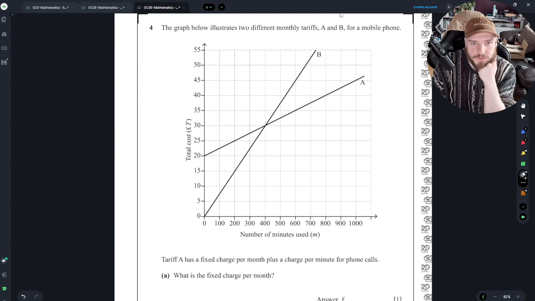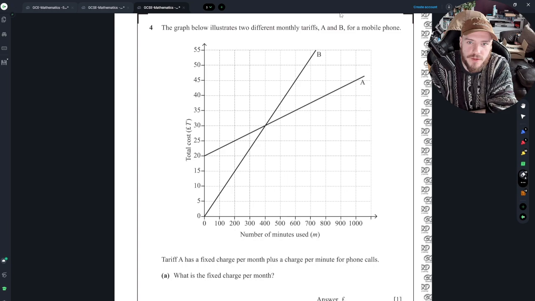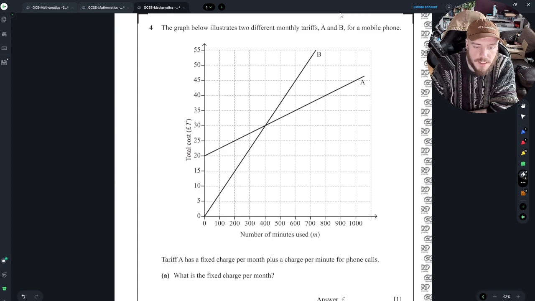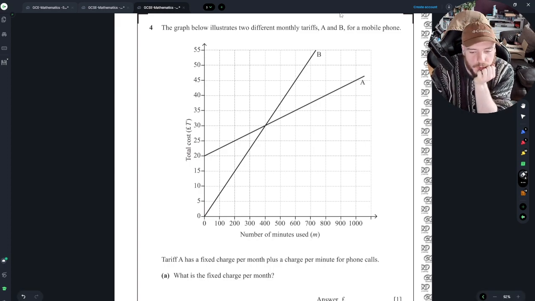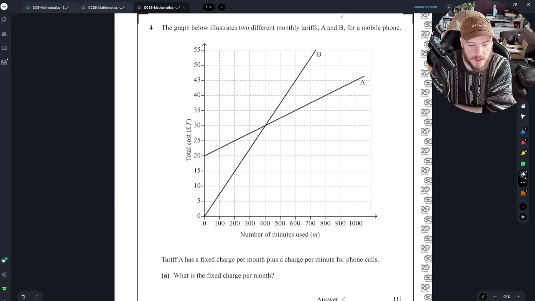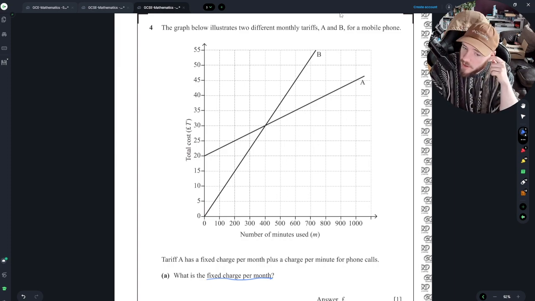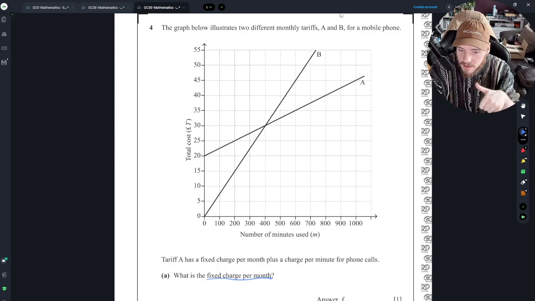All right, so the graph below illustrates two different monthly tariffs, A and B, for a mobile phone. Tariff A has a fixed charge per month plus a charge per minute for phone calls. What is the fixed charge per month? So let's think about this. When are you going to have your fixed charge per month? Are you going to have it when you've used 0 minutes of your calls, or 1,000 minutes? The fixed charge is going to occur before you use any of your minutes.